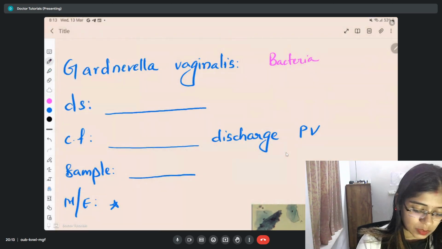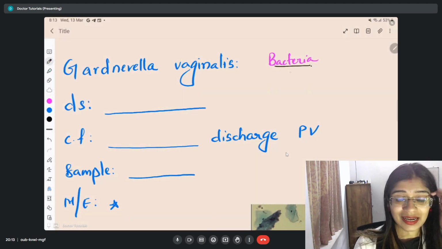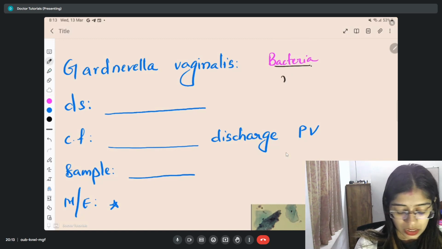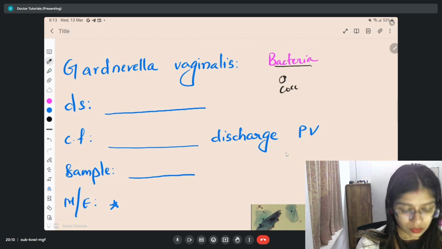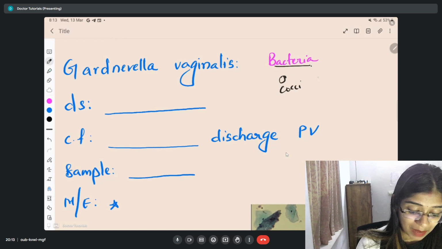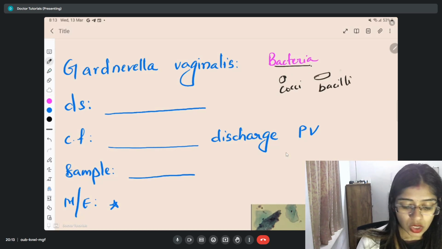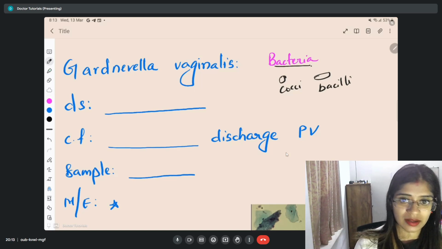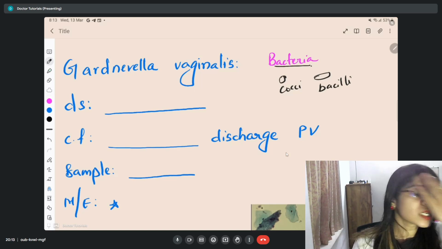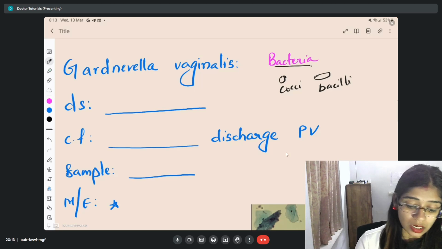Now, this bacteria, guys, bacteria have got different structures. One, we have cocci, which looks round. Then we have bacilli, which looks something like this. So, bacteria are of different shapes. Now, Gardnerella vaginalis, I told you it is a bacteria. Somebody asks you which shape it has got. You will say it is a cocobacilli.